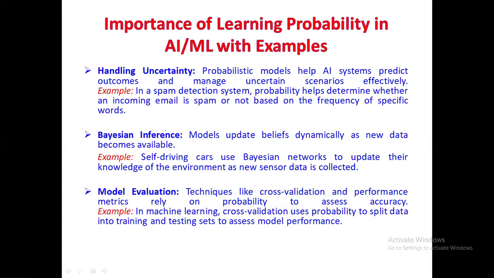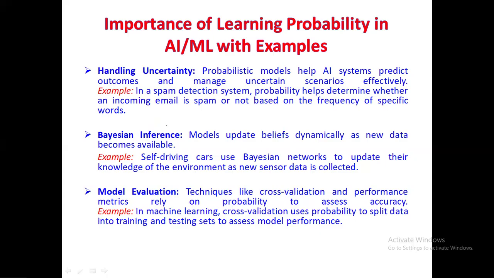Probabilistic models play an important role in managing uncertainty in AI and ML systems by predicting outcomes based on available data. For instance, in spam detection, probability is used to analyze the frequency of certain words in an email to determine whether it is spam or legitimate. This approach allows AI models to make informed predictions in uncertain scenarios, ensuring that decisions are based on the likelihood of different outcomes.